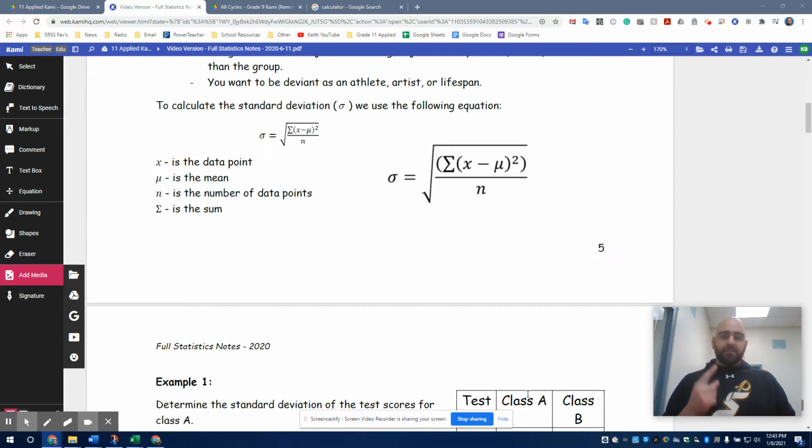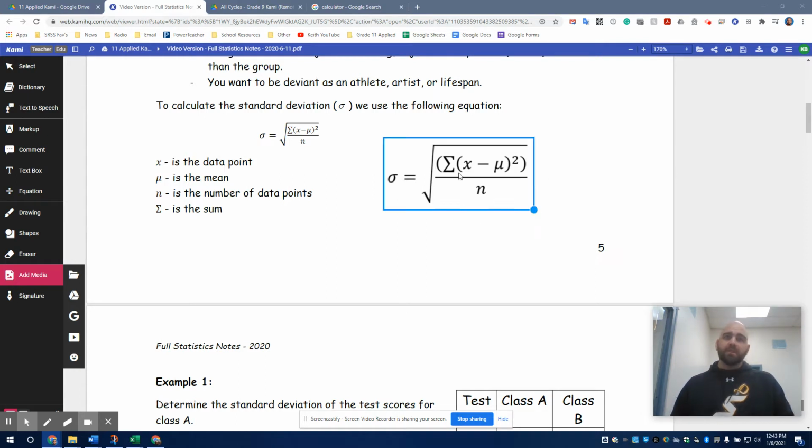We're going to do it in two different ways. Number one, we're going to take a look at how we do it by hand, step by step, one at a time. And number two, we're going to take a look at how we can use a little bit of technology to solve for it to make it a little bit quicker. Again, when we have a small group of data, we can do it by hand. When we have a large group of data, we'll have to do it using technology.